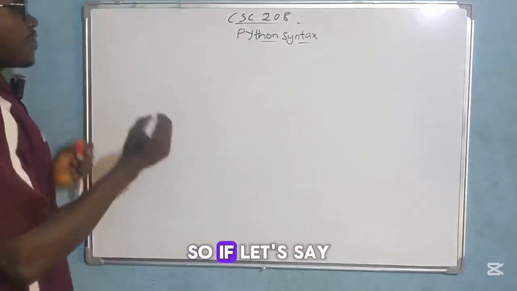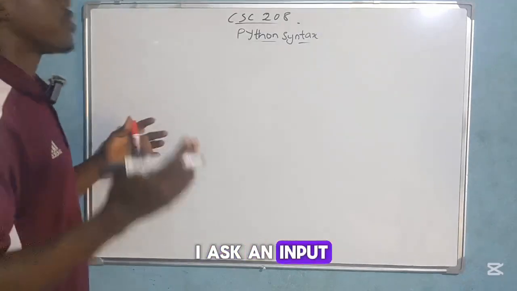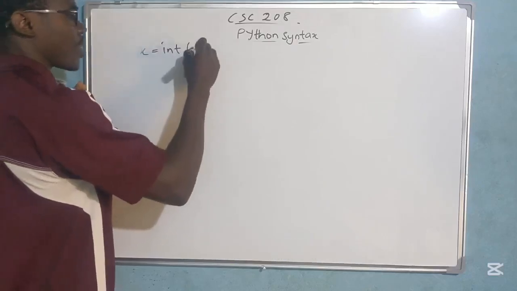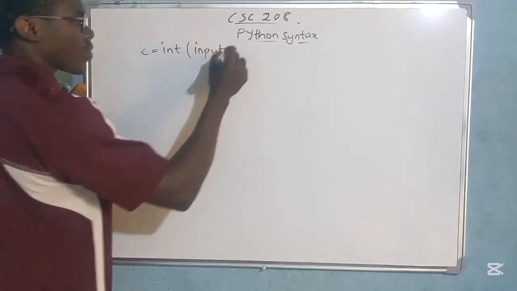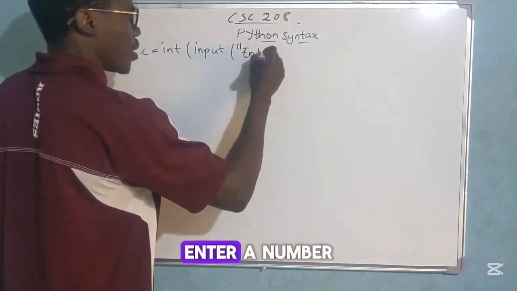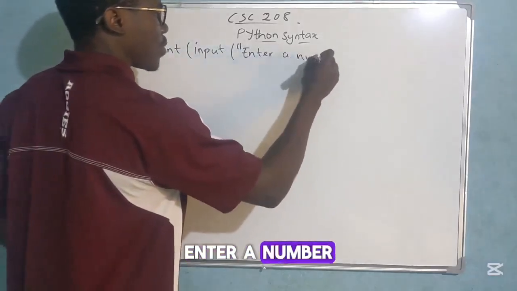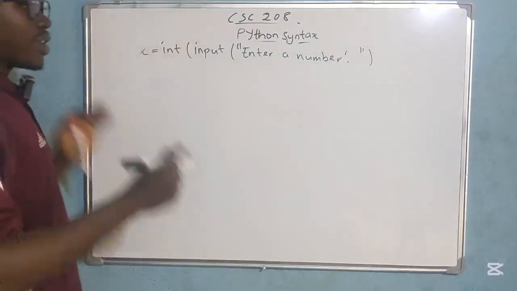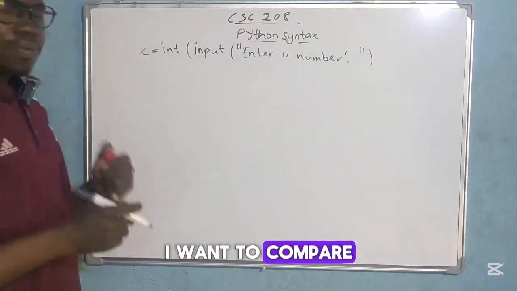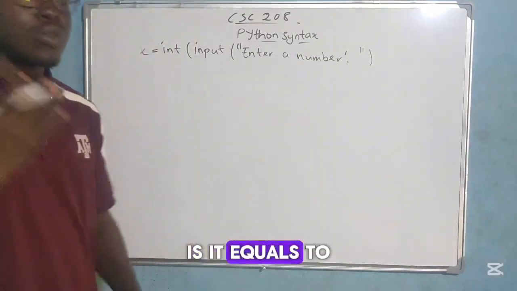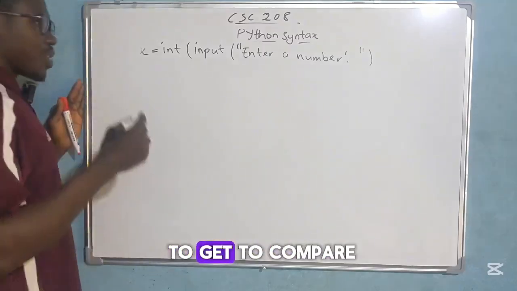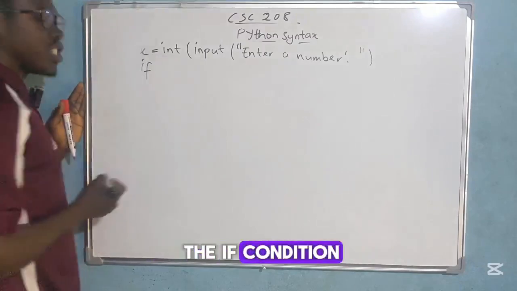So let's say I ask for an input from the user, let's say we have x equals int input, enter a number. Okay, I have an input. Now I want to compare. Is that input greater than 5? Is it equal to 5? Is it less than 5? You see? Okay. So to compare, you are going to use the if condition.